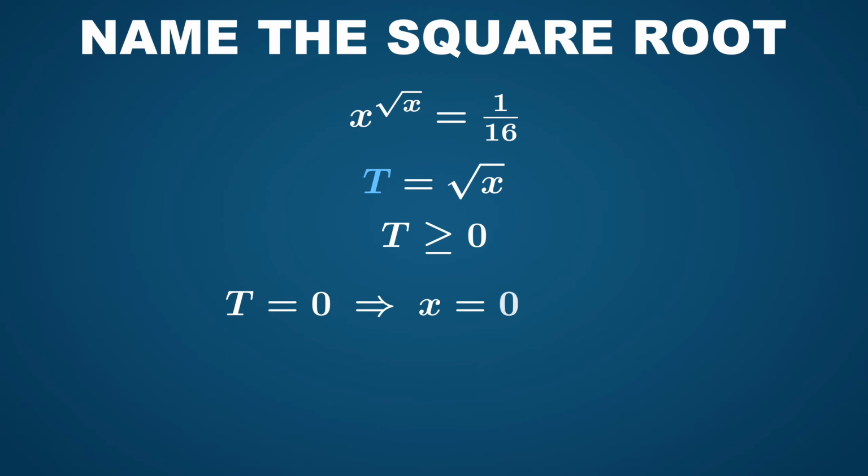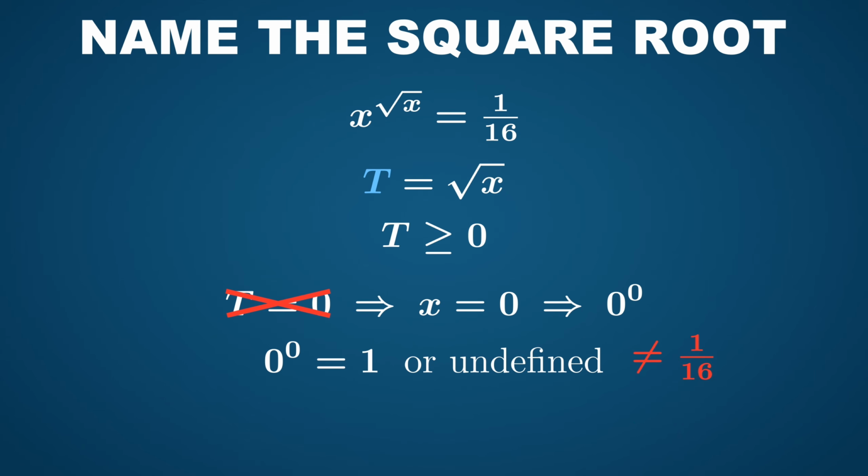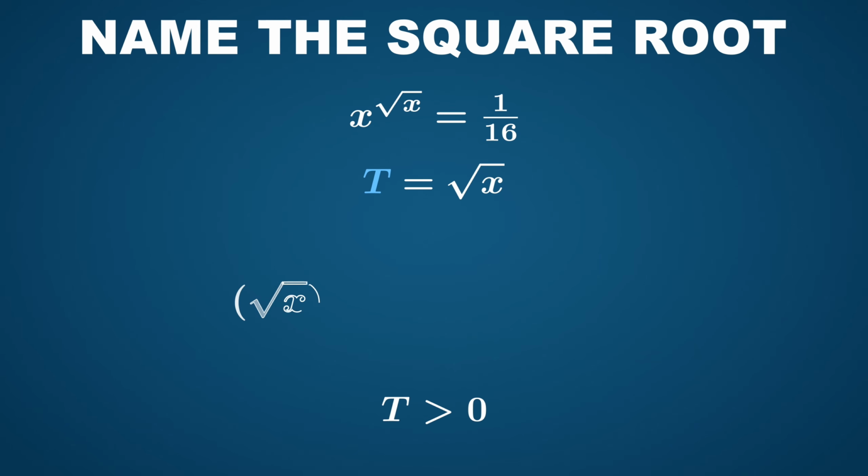If t were 0, then x would be 0 as well. The left side would then be 0 raised to the power 0. Depending on convention, that is either 1 or undefined. Neither option equals 1/16, so t is strictly positive. Squaring the square root of x returns x, so x equals t squared.